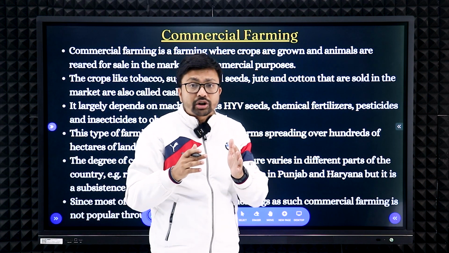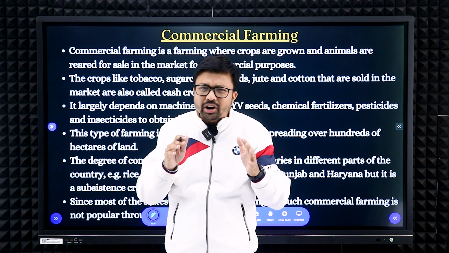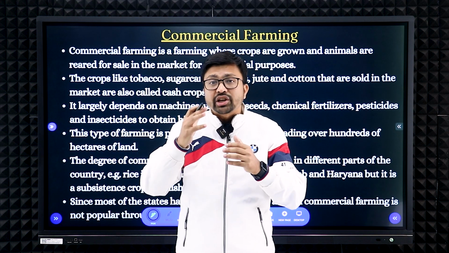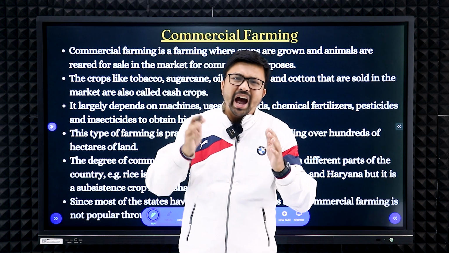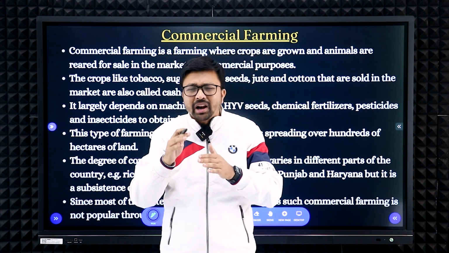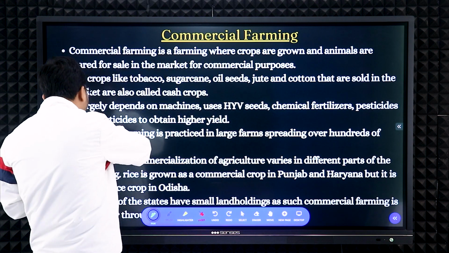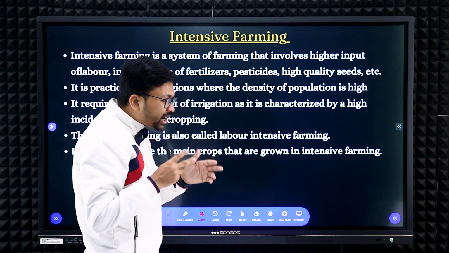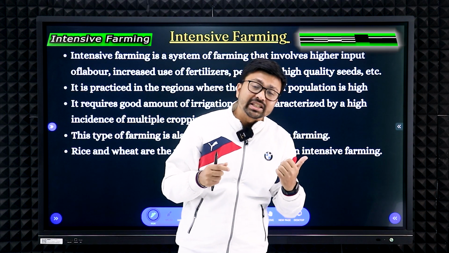Now people are not producing crops only for their own, right? They are producing the particular crops in large amount, so extra crops they can sell or they can exchange with the other farmers, and in that way they can live a little bit better life, right? So that is called commercial farming. Now commercial farming, here you can see, is divided further into two. What are those? Intensive farming and extensive farming.